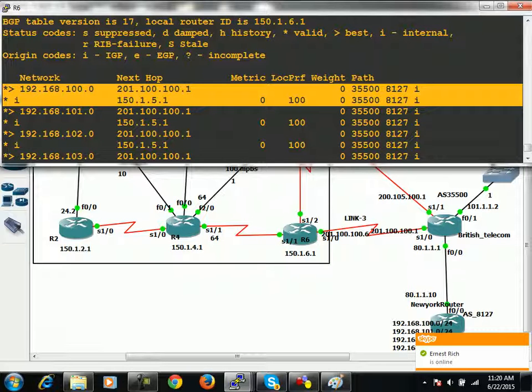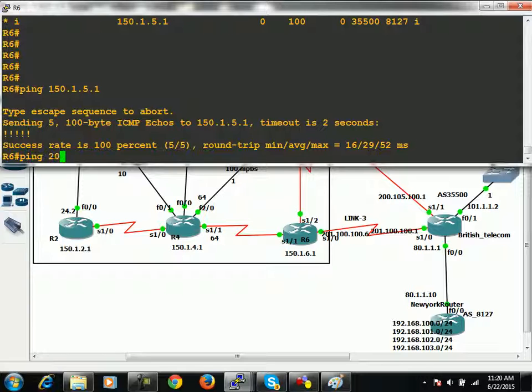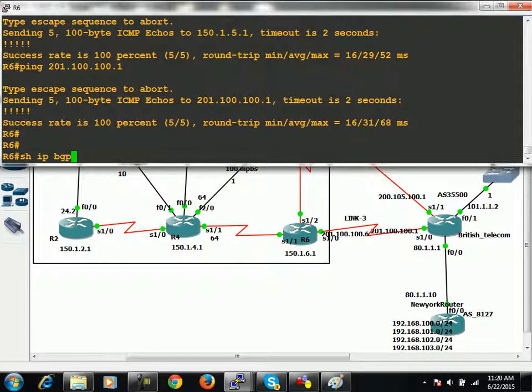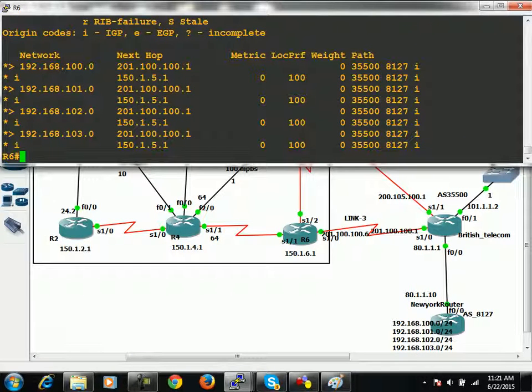First of all, what will it check first? Next hop. Whether it goes via BT or via R5, next hop addresses are reachable. You can try to ping it, like 150.1.5.1 as well as ping 100.100.1. See, so next hop addresses are reachable now.